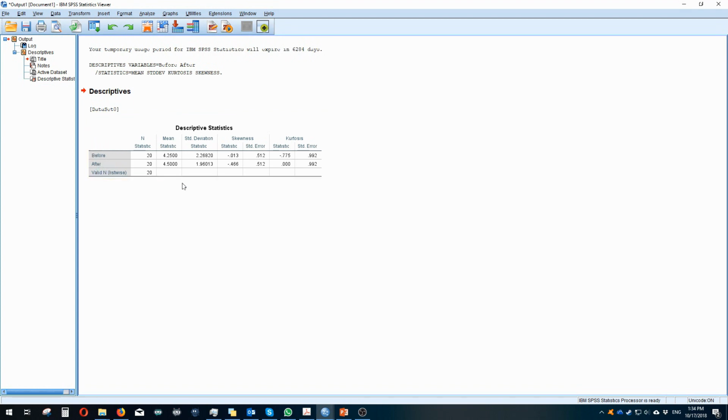Before, a mean of 4.25, after 4.5, both at 20 participants. Standard deviation for before is 2.27 and after is 1.96. So looking at our skewness and kurtosis scores, before has a skewness value of negative 0.13 and after is negative 0.466, and kurtosis we have negative 7.75 and after less than 0.00.